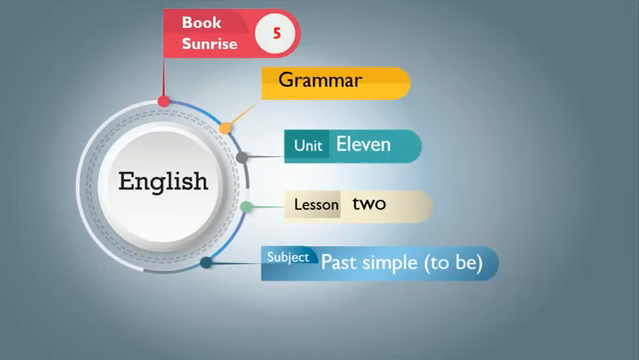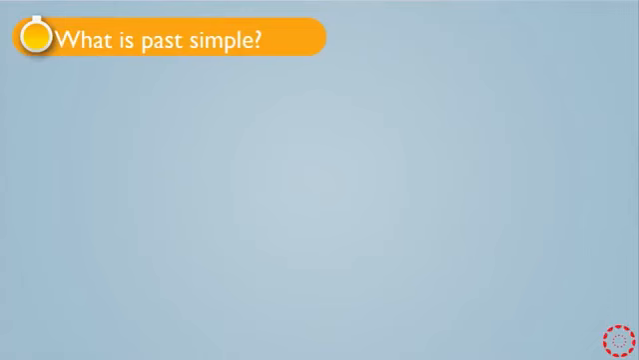Our lesson today is included in Unit 11, Lesson 2. The subject is about past simple to be, or to be verbs. Past simple is one of the important tenses that we need so as to speak correctly with our friends or the people around us. So let us firstly know: what is past simple?